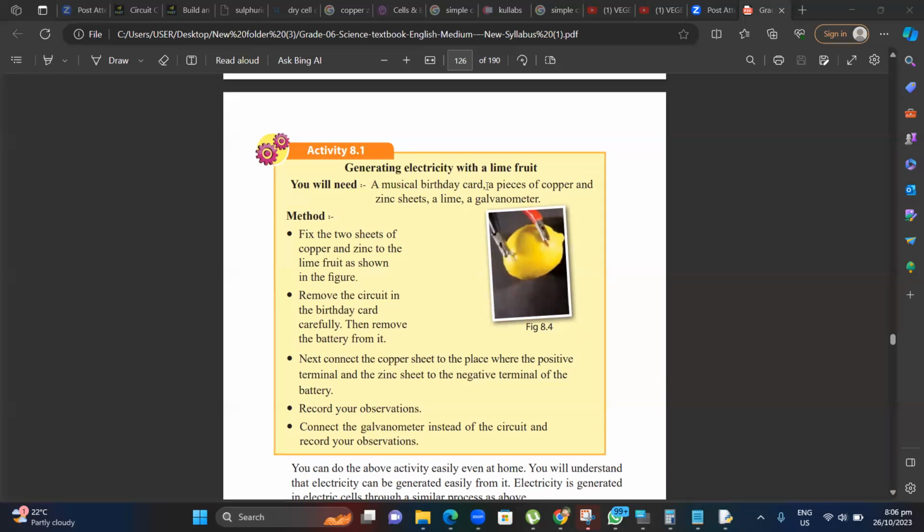A musical birthday card. Why? Because it uses very small energy. We have discussed the same lesson in STEAM. I think Chaniru can remember, but others who were not there in the STEAM class, it doesn't matter. But still we need to discuss. We will discuss, right? Okay.